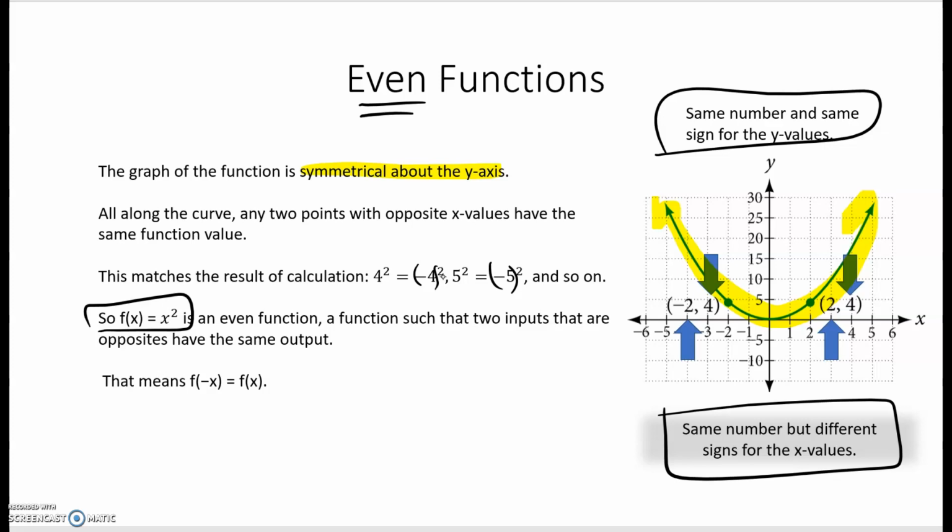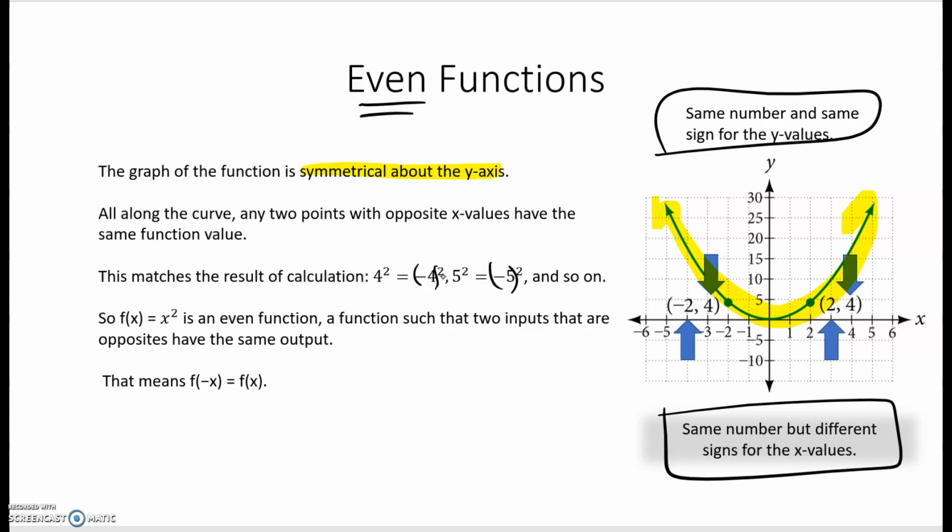So I have 2 different x values. They're the same number but different signs, but they give me the exact same y value of 16. You can do the same thing with 5 squared, which is 25, negative 5 squared, which is also 25. So if those were x values, the 5 and negative 5, same number, different sign, they both gave me the same y value of 25. So f of x equal to x squared, a parabola, x squared is a parabola, that's an even function.